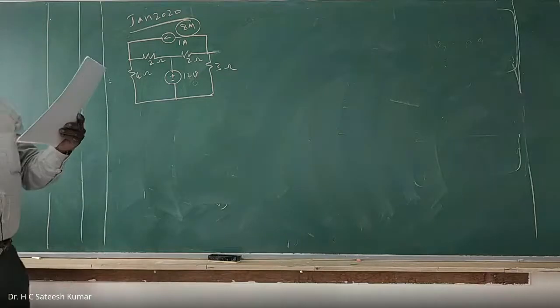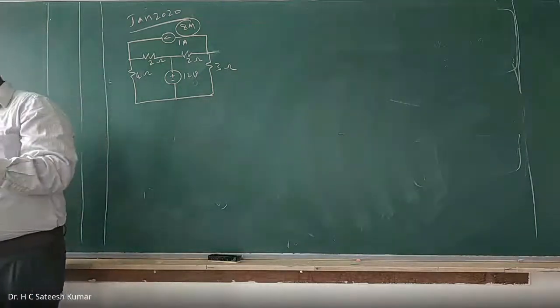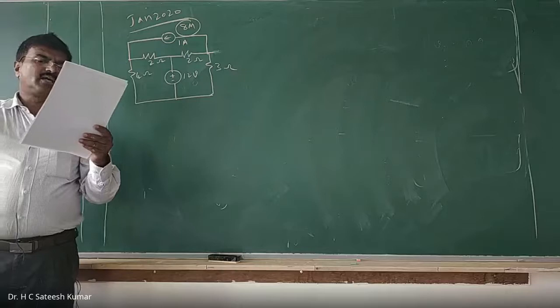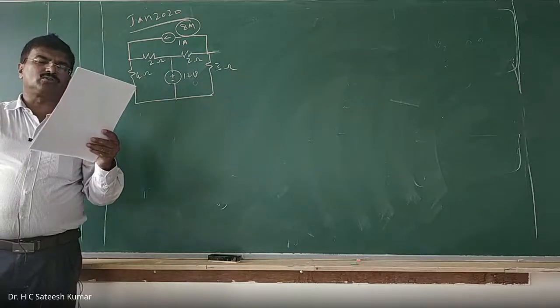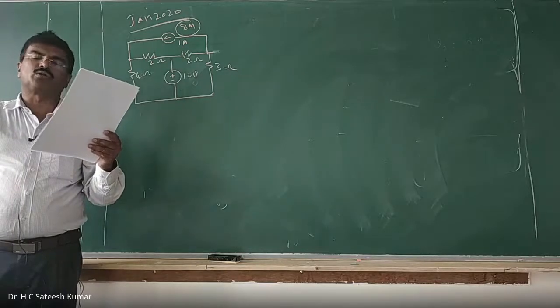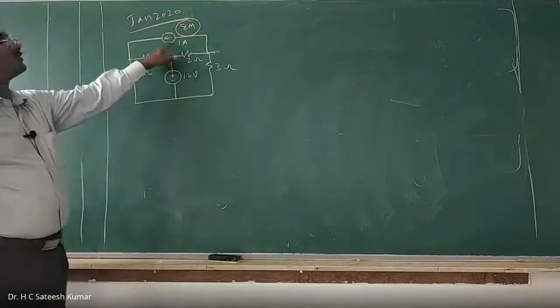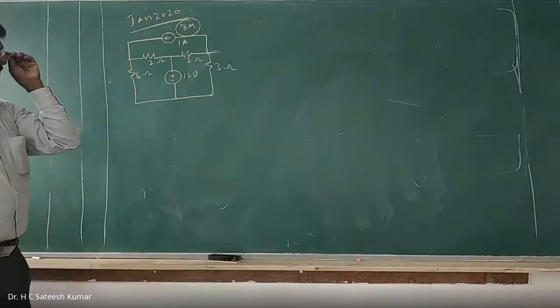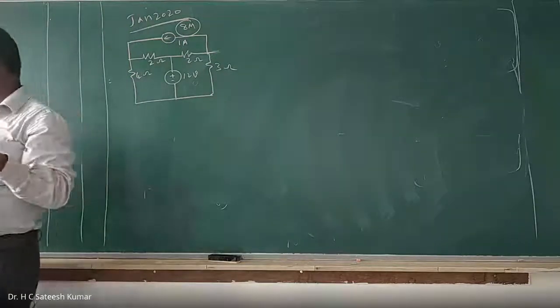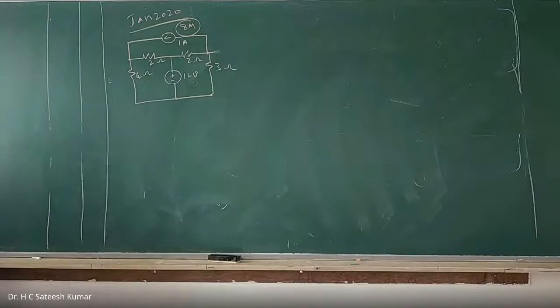Now what I have to do is the 8 marks question. Find the power delivered by the 1 amp current source using nodal analysis for the circuit shown in the figure. We have to find the power delivered by this source. Leave it, later on we shall do that. First we shall find the node voltages. Later on we can do all those things. So how to do it?